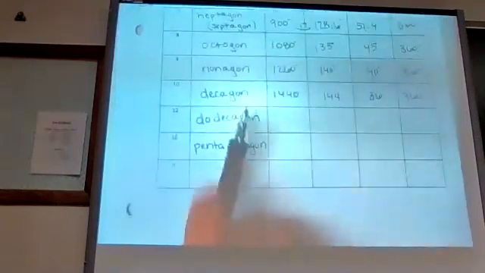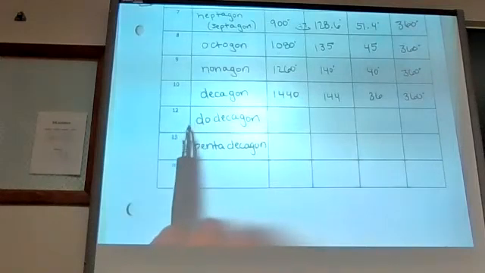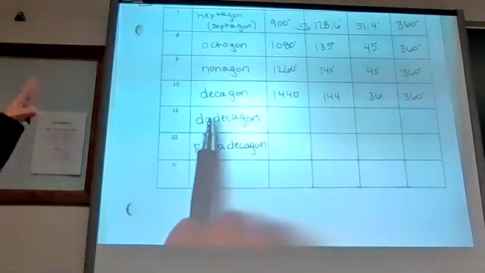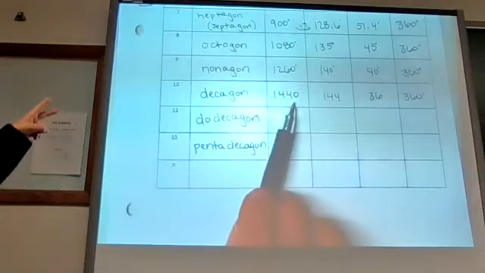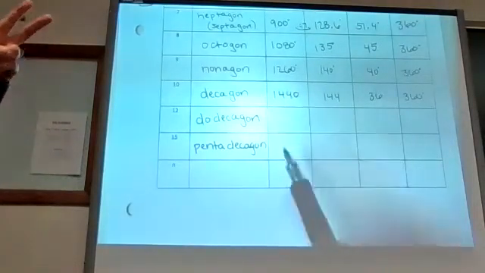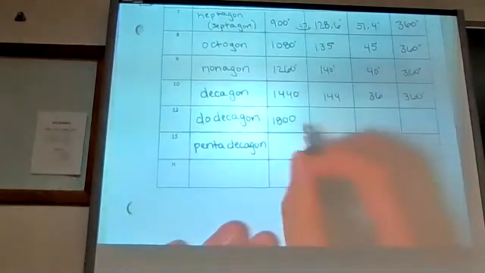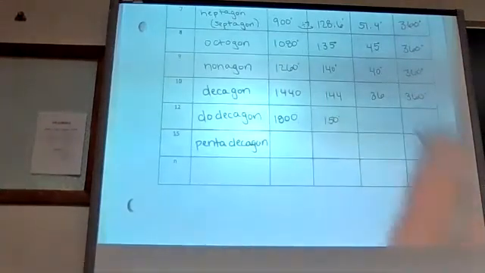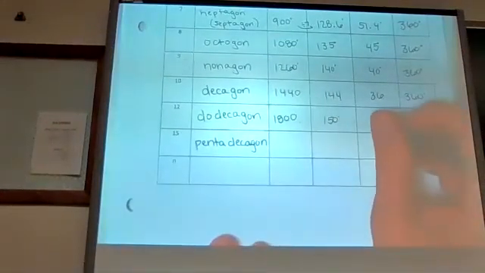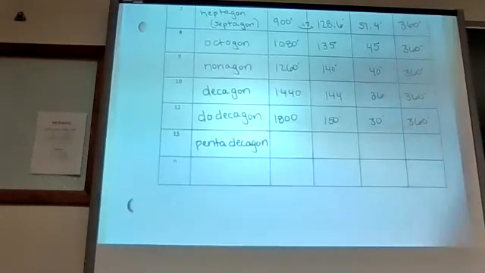So an 11-sided polygon would be adding 1 triangle. A 12-sided polygon means I'm adding 2 triangles, or I'm adding 360 to this degree measurement. 1,800. Dividing that by 12 gives me 150 degrees for each interior angle, and the supplement to that would be 30, and 30 times 12 gives me 360.